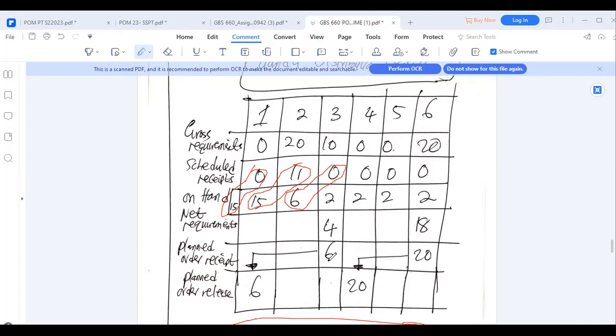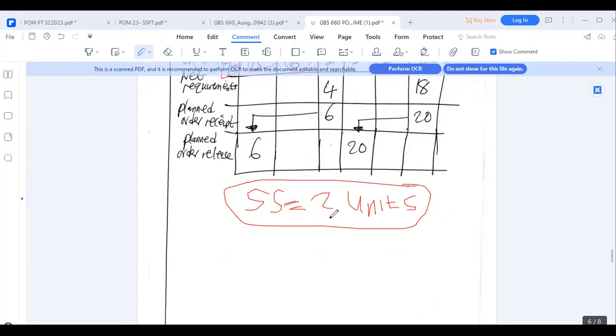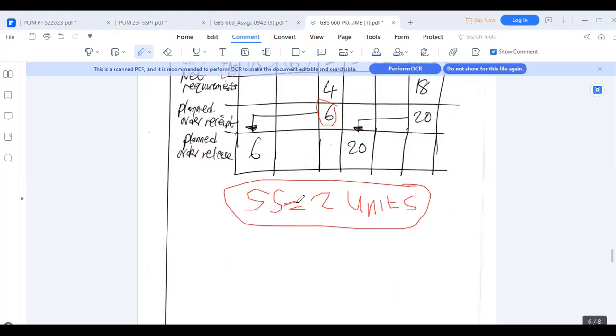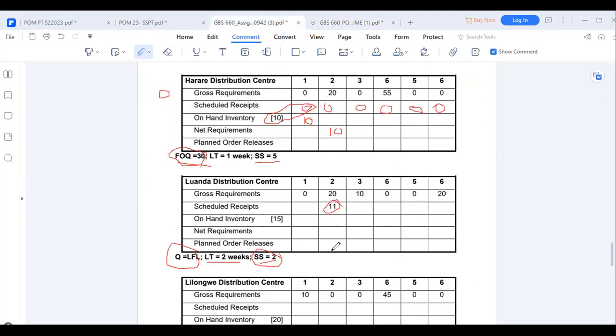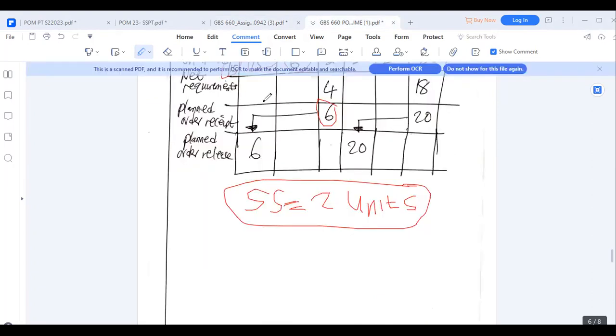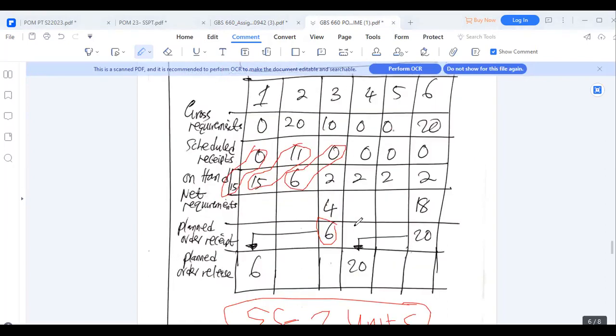Now, if we had ordered the 4, we would have remained with 0, which would have violated the rule of safety stock, because it says inventory level should not fall below the safety stock levels. So that's why we actually ordered 6. Why 6? So that after ordering 6, we can sort out the requirement of 4 and remain with the buffer stock of 2 units. The buffer stock of 2 units was given in the question. So inventory should not fall below the safety stock levels. So the 2 came in here.